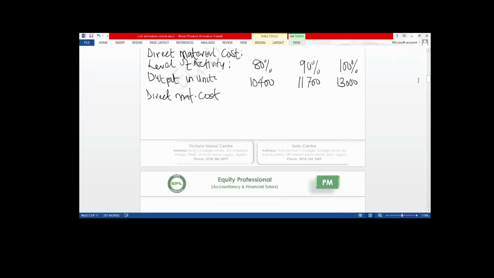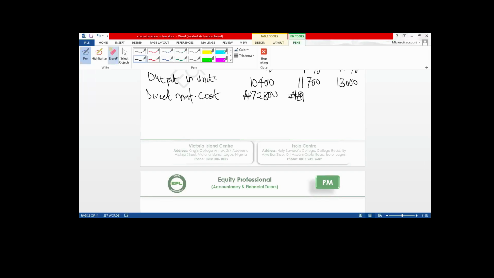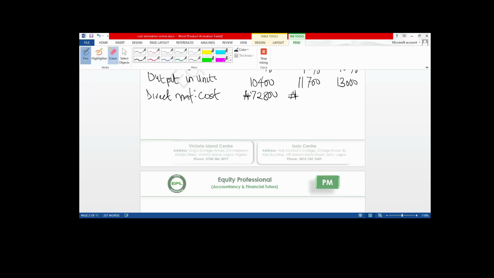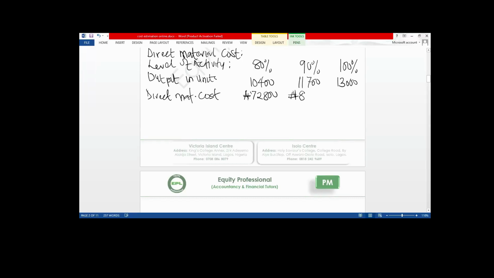Okay. I have in Naira now 72,800. Next, 81,900, and 91,000.